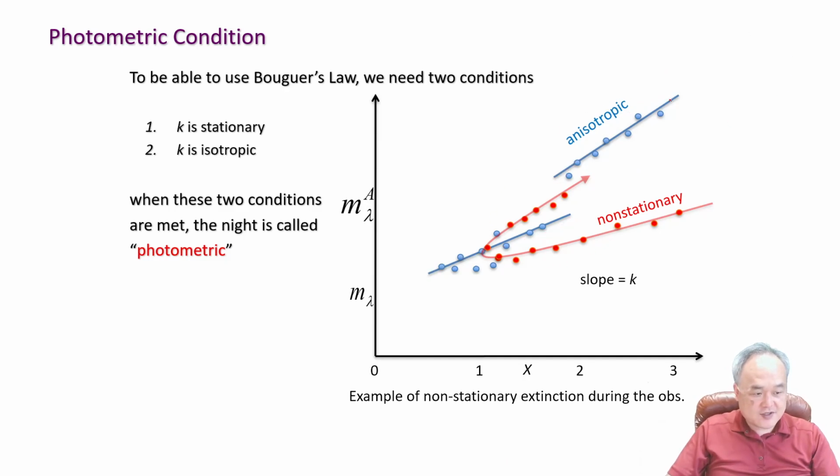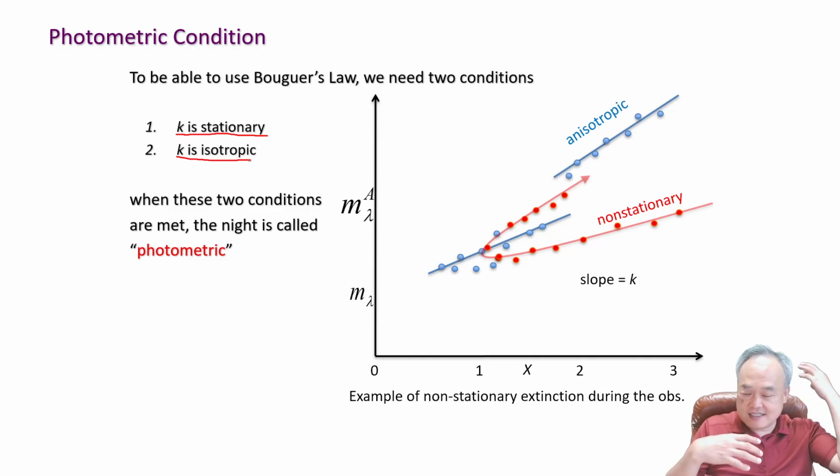So meaning that if your night is photometric, then the extinction coefficient has to be stationary, and the extinction coefficient has to be isotropic. Meaning it is not changing and it is not dependent on the viewing direction.